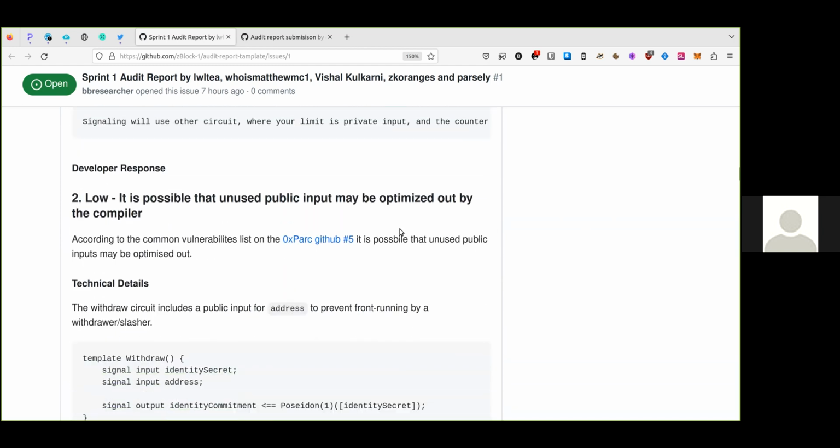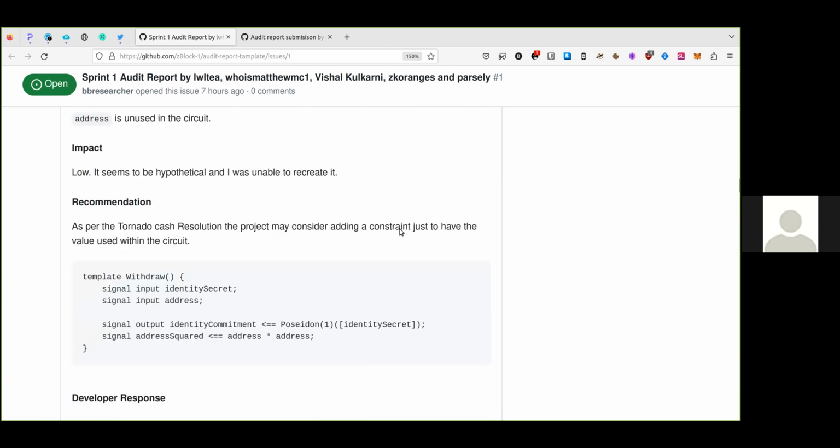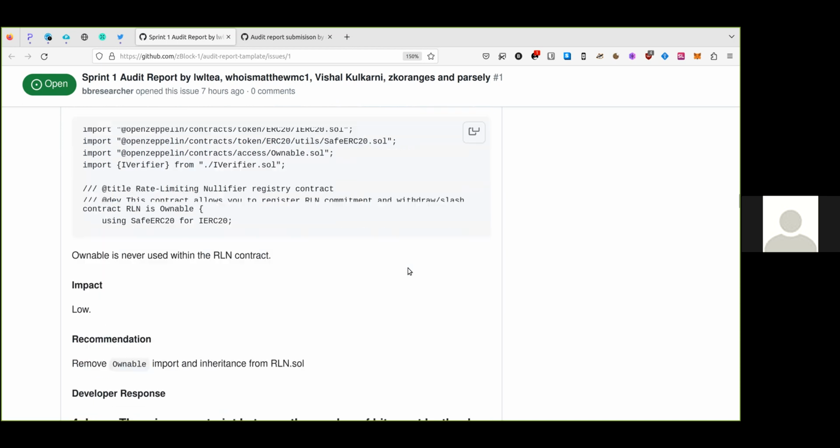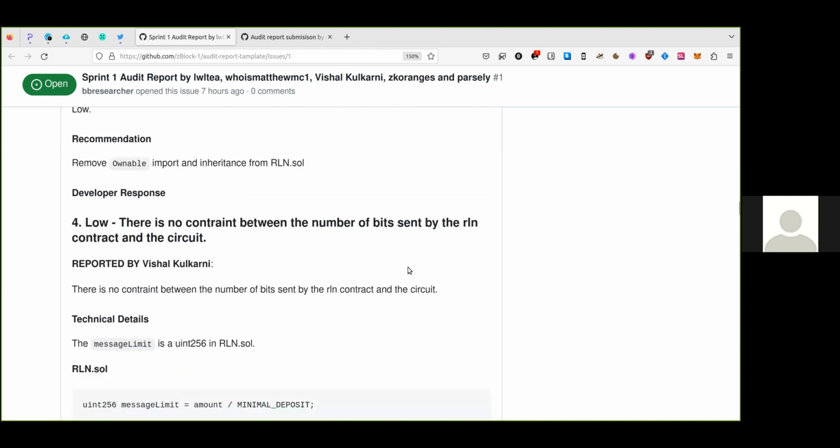So yeah, the thing is that the Circom compiler, I didn't know that actually. I thought that Circom from the second version adds some default constraints for public inputs, unused public inputs.